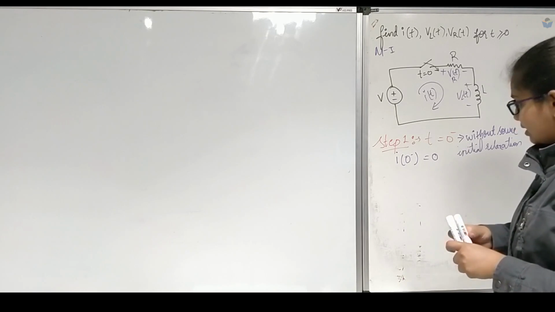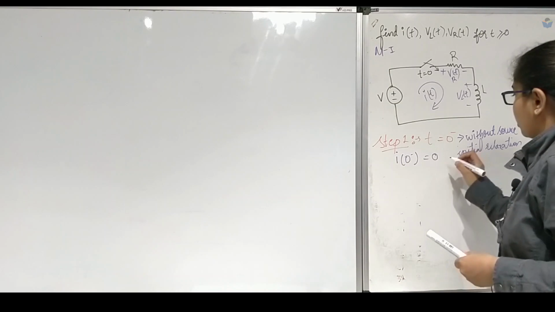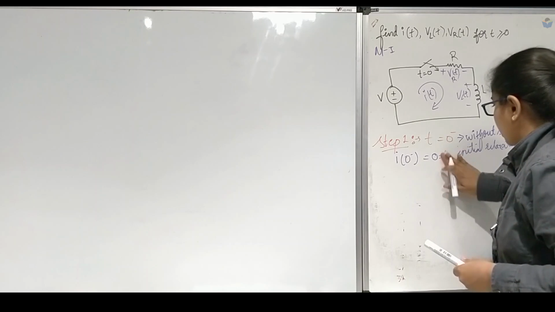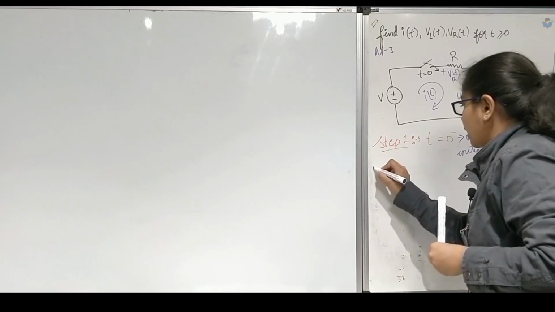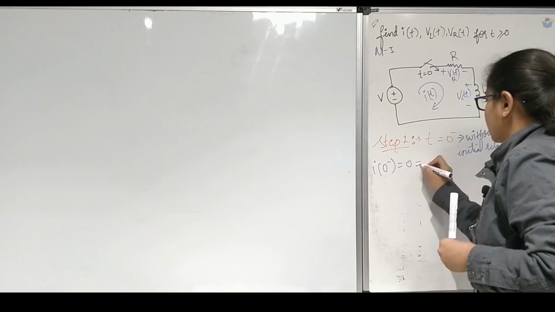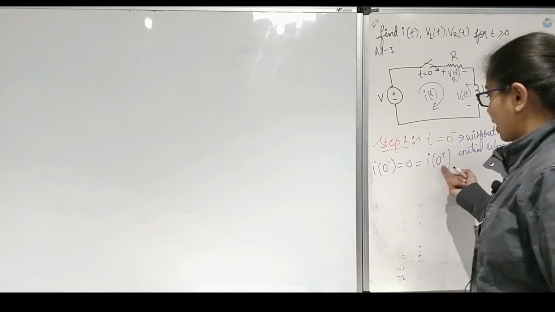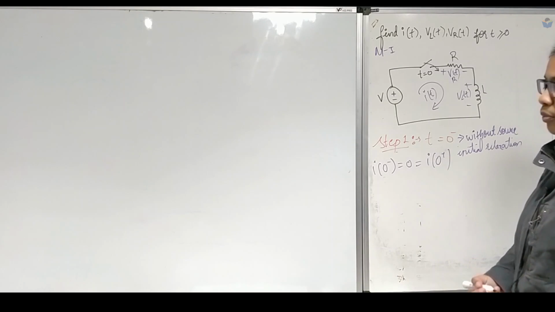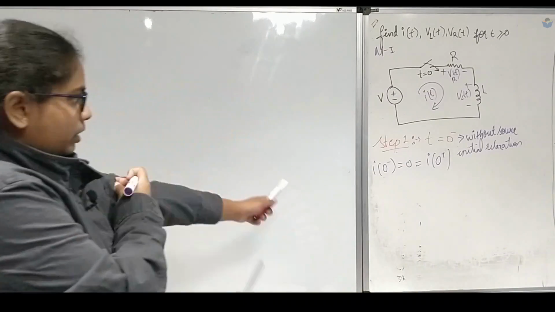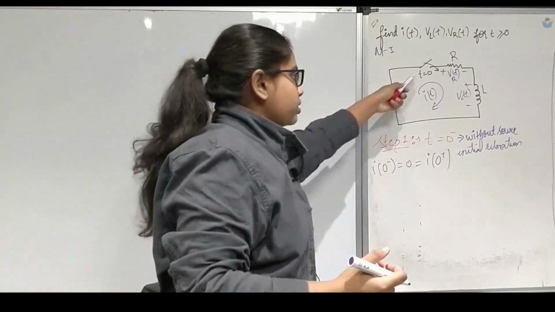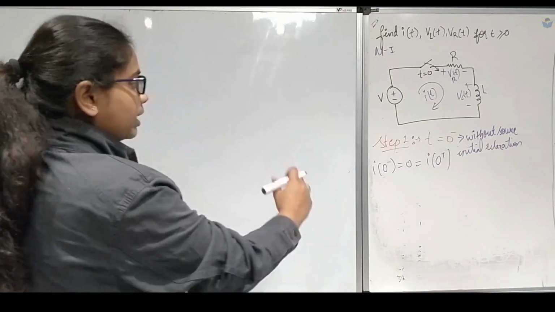At this time, that is without source, what will be the condition? I of 0 minus will be equal to 0, which is also equal to I of 0 plus. In the previous lecture we have seen why it is equal. So this is step 1. Even for the initial step, what will be VL? V also will be equal to 0 because there will be no voltage drop across both the elements, because I is equal to 0. So that is our step 1.